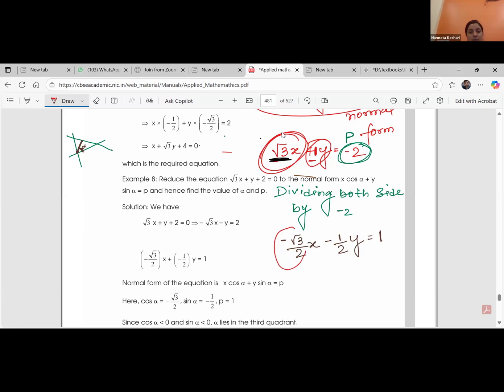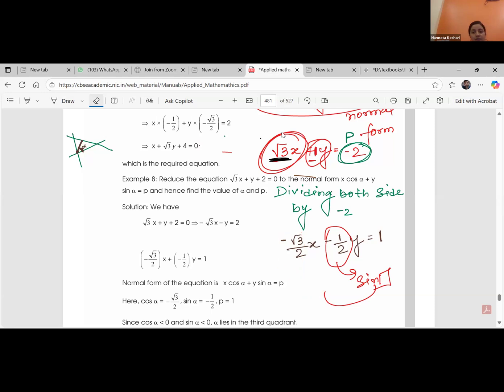Now in the cosine table, this value you must have seen. Yes or no? Yes, ma'am. Okay, so what do we have in hand? Minus root 3 by 2 x minus 1 by 2 y is equal to 1. Now we just need to write this as cos of an angle and this as sine of the same angle. That way we have to match these two. Is it making sense? Yes, ma'am.